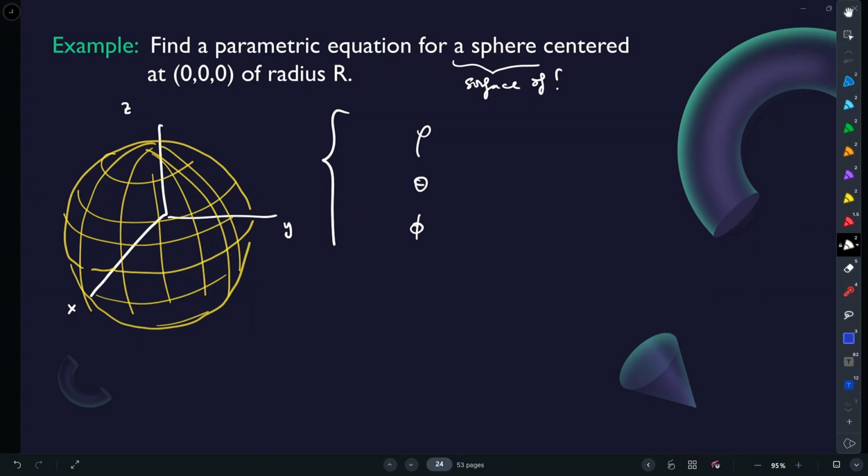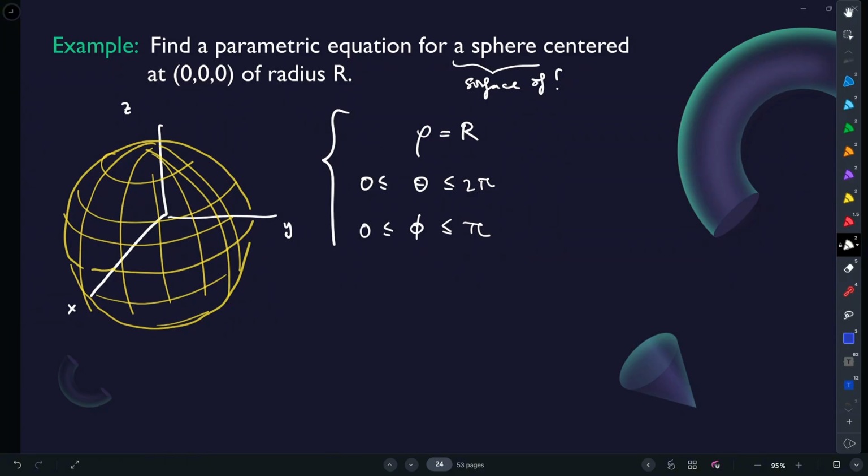Right? So if I want to parameterize an entire sphere, then rho would go all the way from 0 to r. But here, we are just parameterizing the sphere, so rho is fixed equal to r. Then theta, I can go all around in this direction, so theta is going from 0 to 2 pi. And then phi, we are parameterizing the entire sphere, and remember that phi goes from here all the way to here. We want the entire sphere, so this is going all the way to pi.